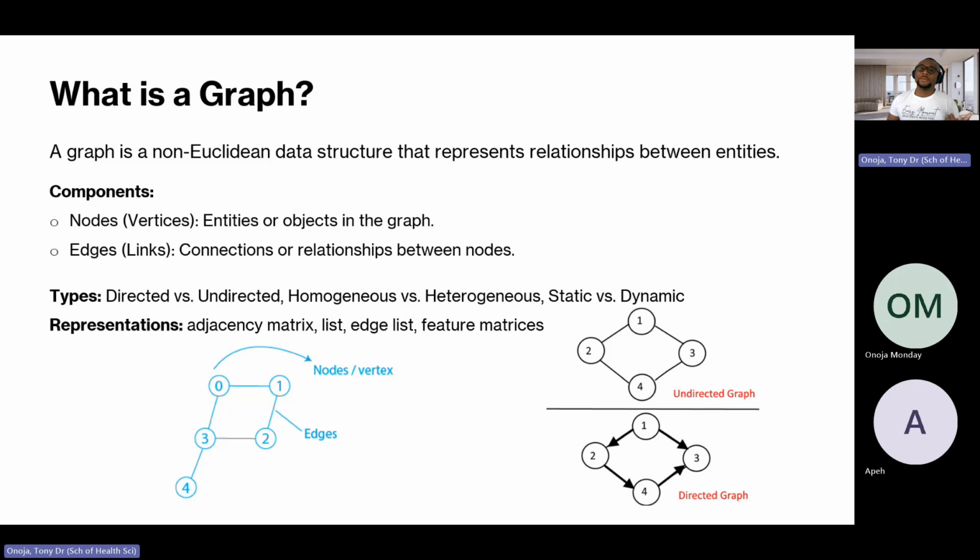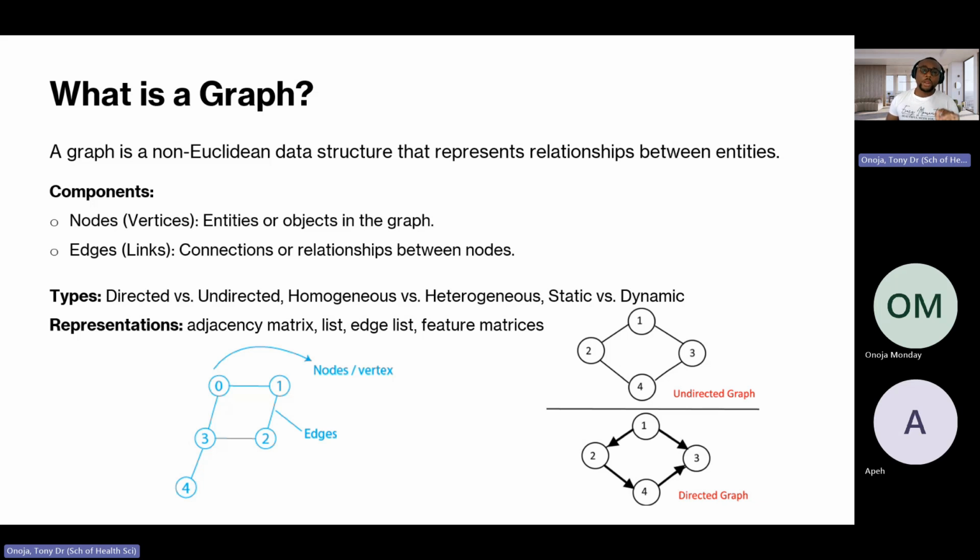Now, there are different types of graphs. It could be directed or undirected graphs. It could also be homogeneous or heterogeneous. It could also be static or dynamic. When we talk about the graph, most of the time the representation we focus on is the adjacency matrix, the edge list, or the feature matrix. We will see that briefly.